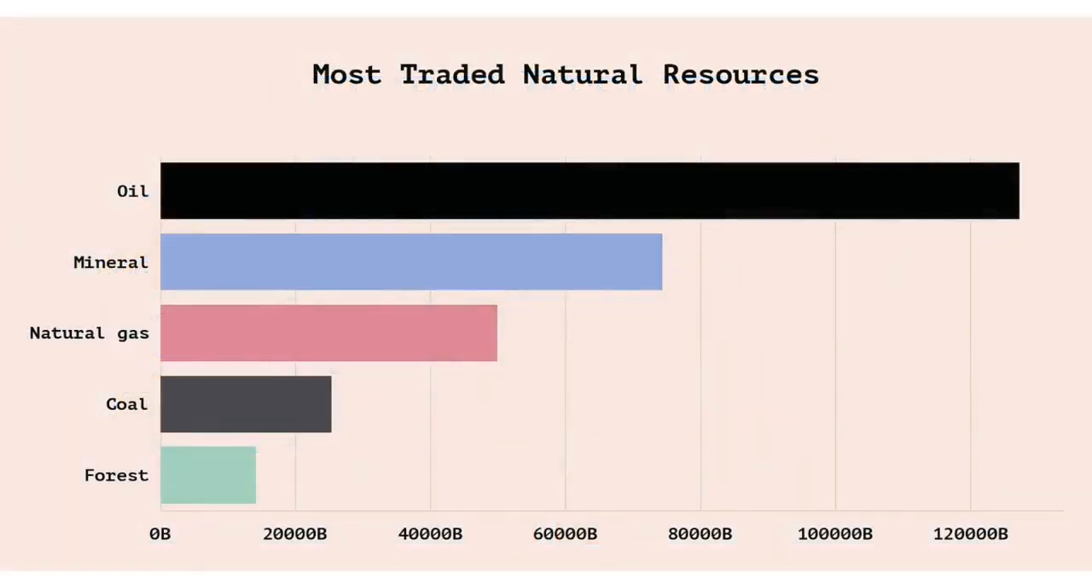So what are the most traded natural resources? Oil is the most traded natural resource. Then minerals, natural gas, coal, and forest. Now, what's the trend that I want you to look at here? The trend is the first 4 of these are non-renewable resources.